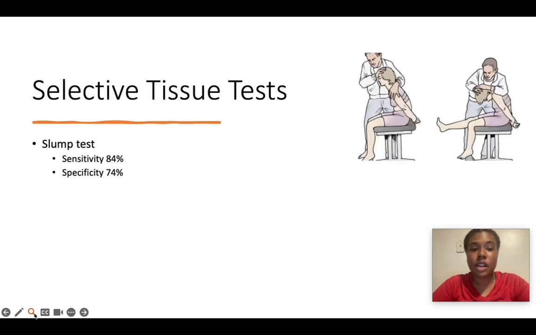The next test we're going to talk about is the slump test. This test has a sensitivity of 84% and a specificity of 74%. With this test, there is a series of steps. First, the patient slumps forward. They keep their cervical spine neutral. They have their shoulders rounded. And then they're going to bring their chin to their chest, and the clinician is going to hold them there.